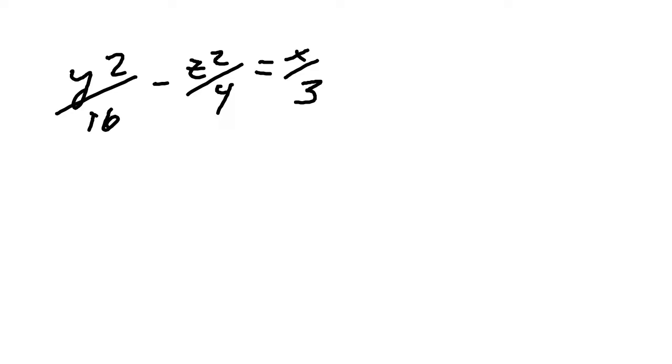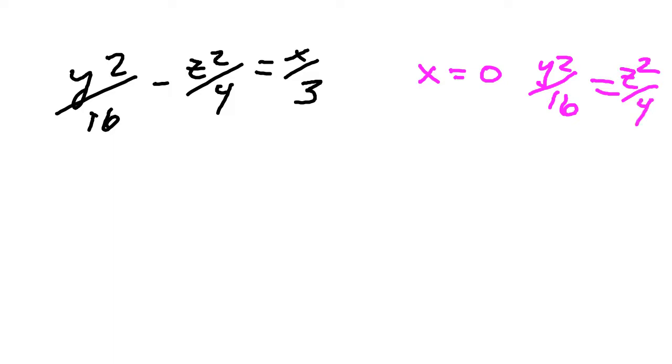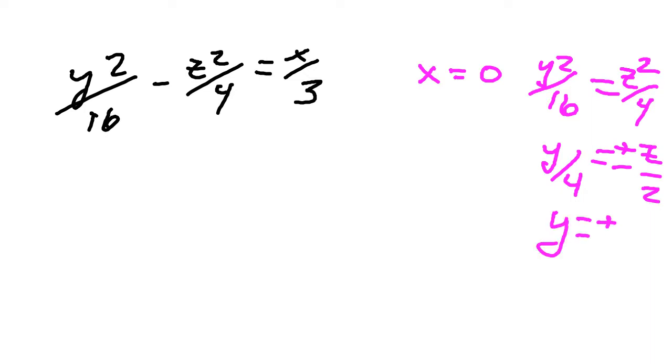First of all, if I let x equal 0, and I'm going to try to use different colors here, then I have y squared over 16 equals z squared over 4. Take the square root of both sides and I get y over 4 equals plus or minus z over 2. Then I can multiply both sides by 4, and I get y equals plus or minus 2z. What's that? That's a line. And of course, that's when x equals 0.